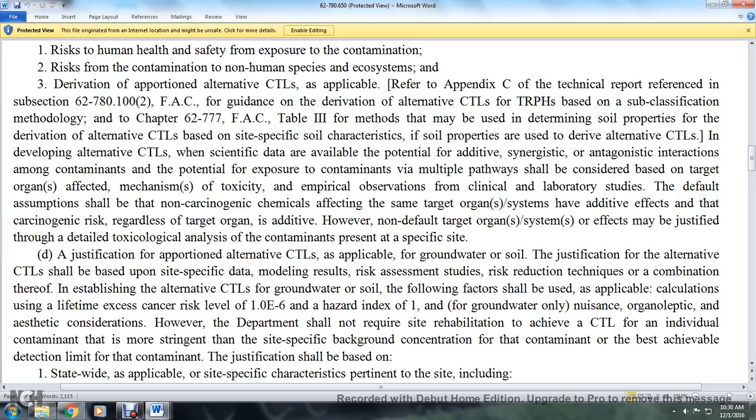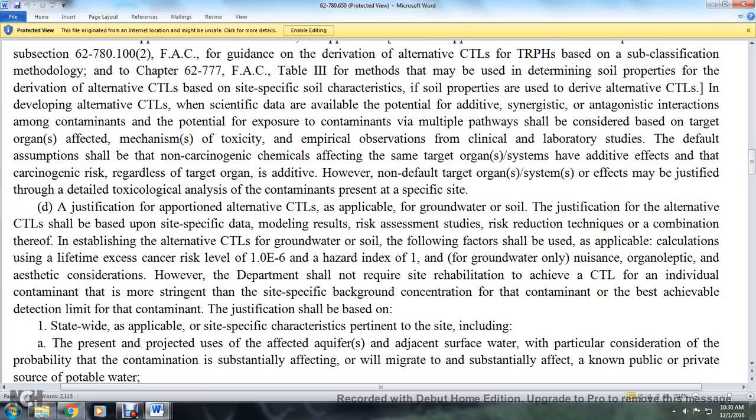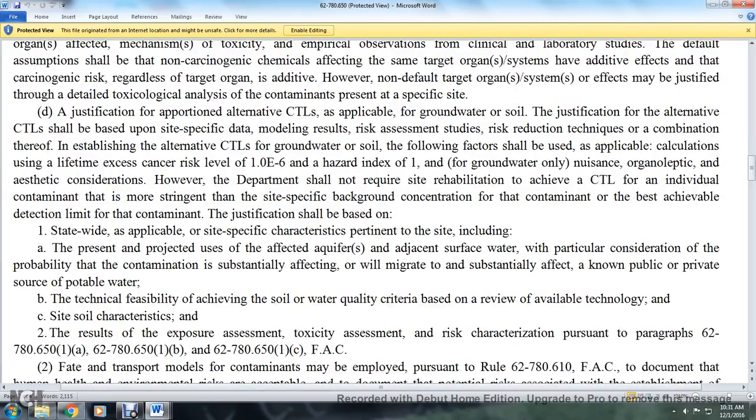However, the department shall not require the site rehabilitation to achieve the cleanup target level for the individual contaminant that is more stringent than the site-specific background concentration for the contaminant or the best achievable detection limit for the contaminant. The justification shall be based on statewide applicable site-specific characteristics pertaining to the site, including the presence and projection of the effect of the aquifers adjacent to the surface water, and the probability of the contamination substantially affecting the known public and private sources of potable water.